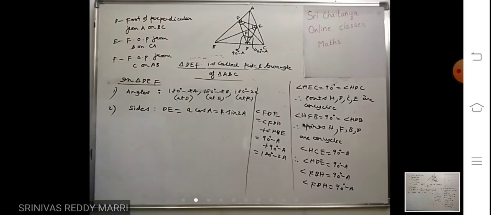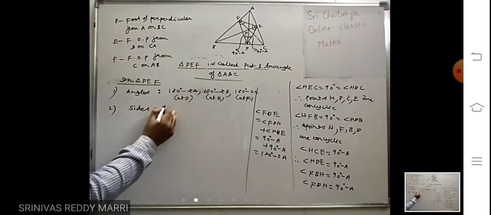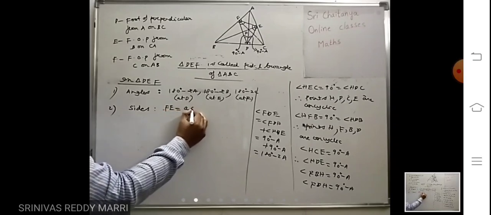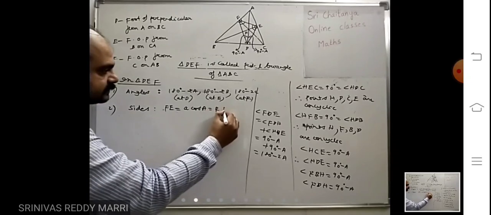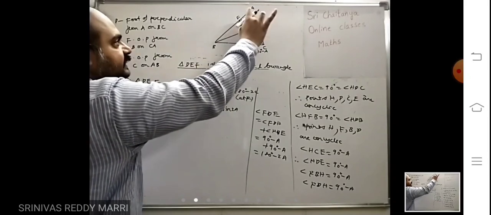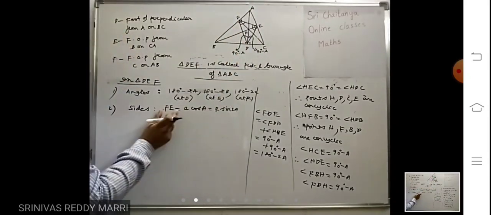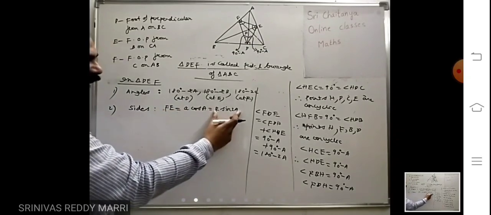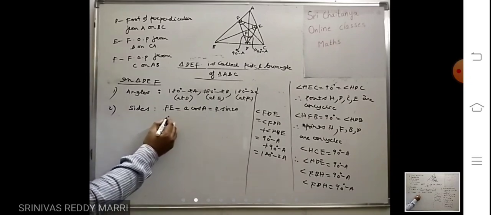So look at here. D. No. Wait. This is now FE. FE is a cos A. At vertex A, this side is there. That side is a cos A, and that is also R sin 2A. Take that.